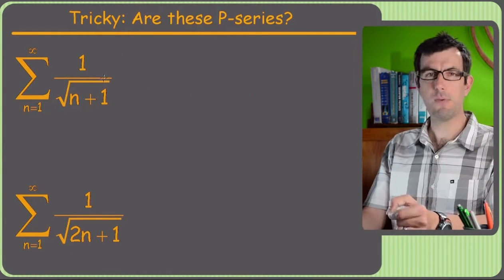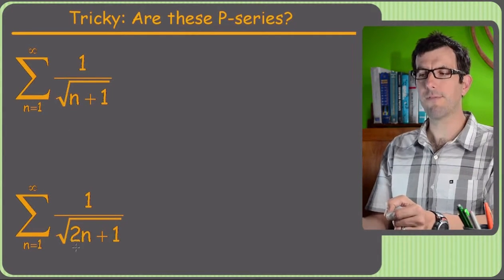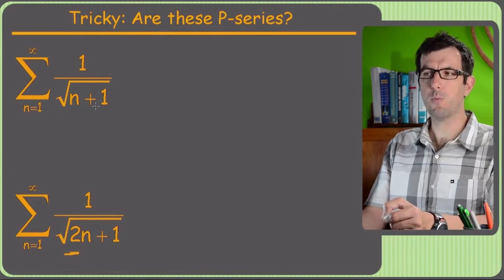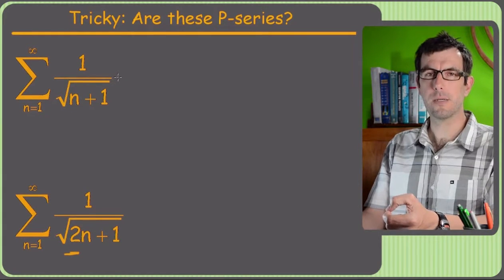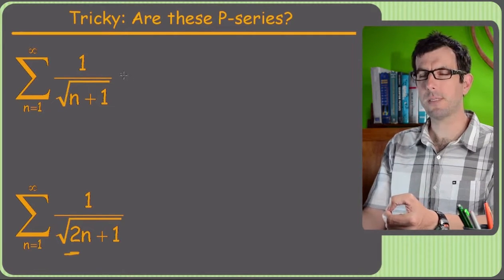All right, so I mentioned before that square root of 3 upstairs does not matter. But what if you have a number in front of n, like down here? Or what about this one, where we added a plus 1 to n? Is this still a p-series? Well, it turns out it may or may not be. We have to actually list out some terms and see.